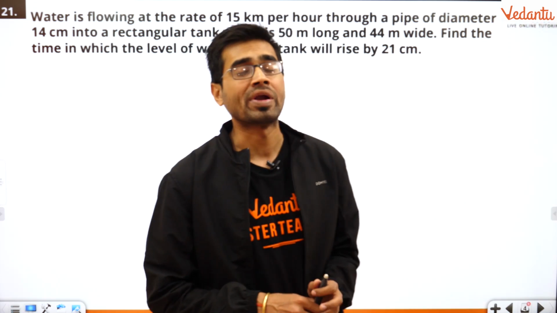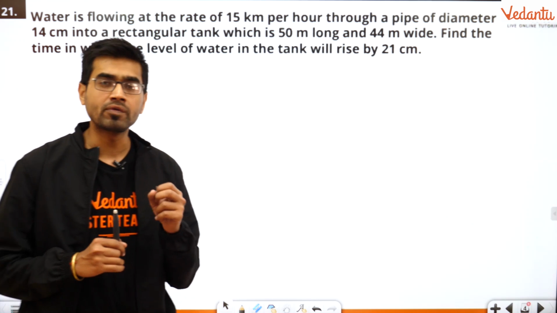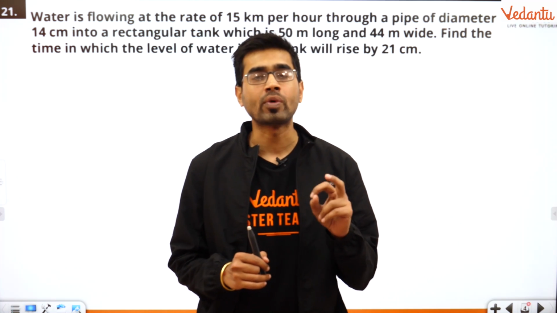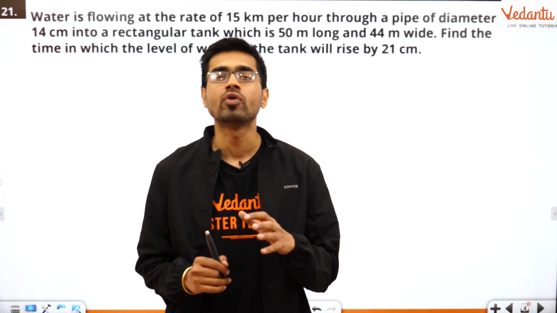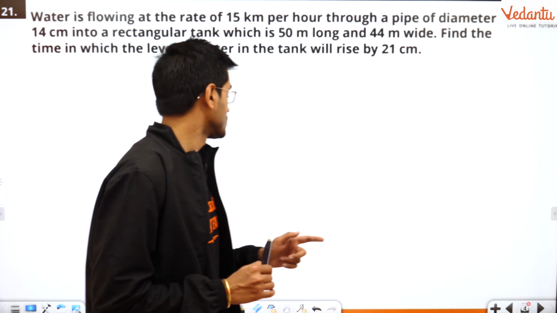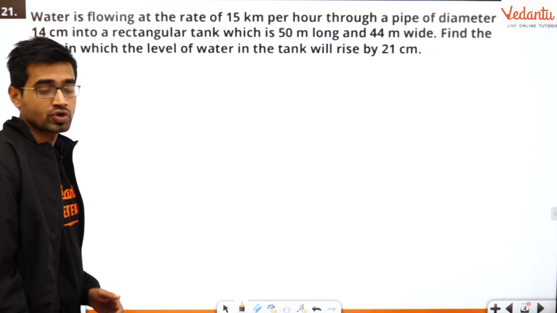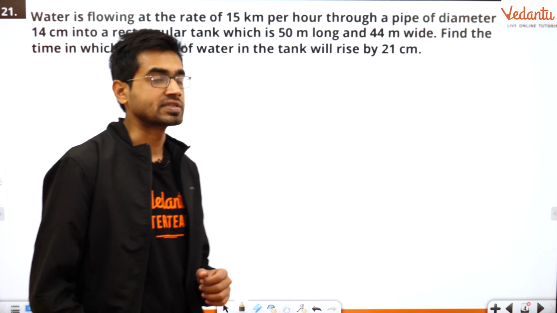Let's start with question number 21. This is a 3 marks question. Today we are going to do 21, 22, 23 and 24. Questions 21 and 22 are of 3 marks, 23 and 24 are of 4 marks. Just focus on how we are going to attempt that and how you should write it. So let's get started.